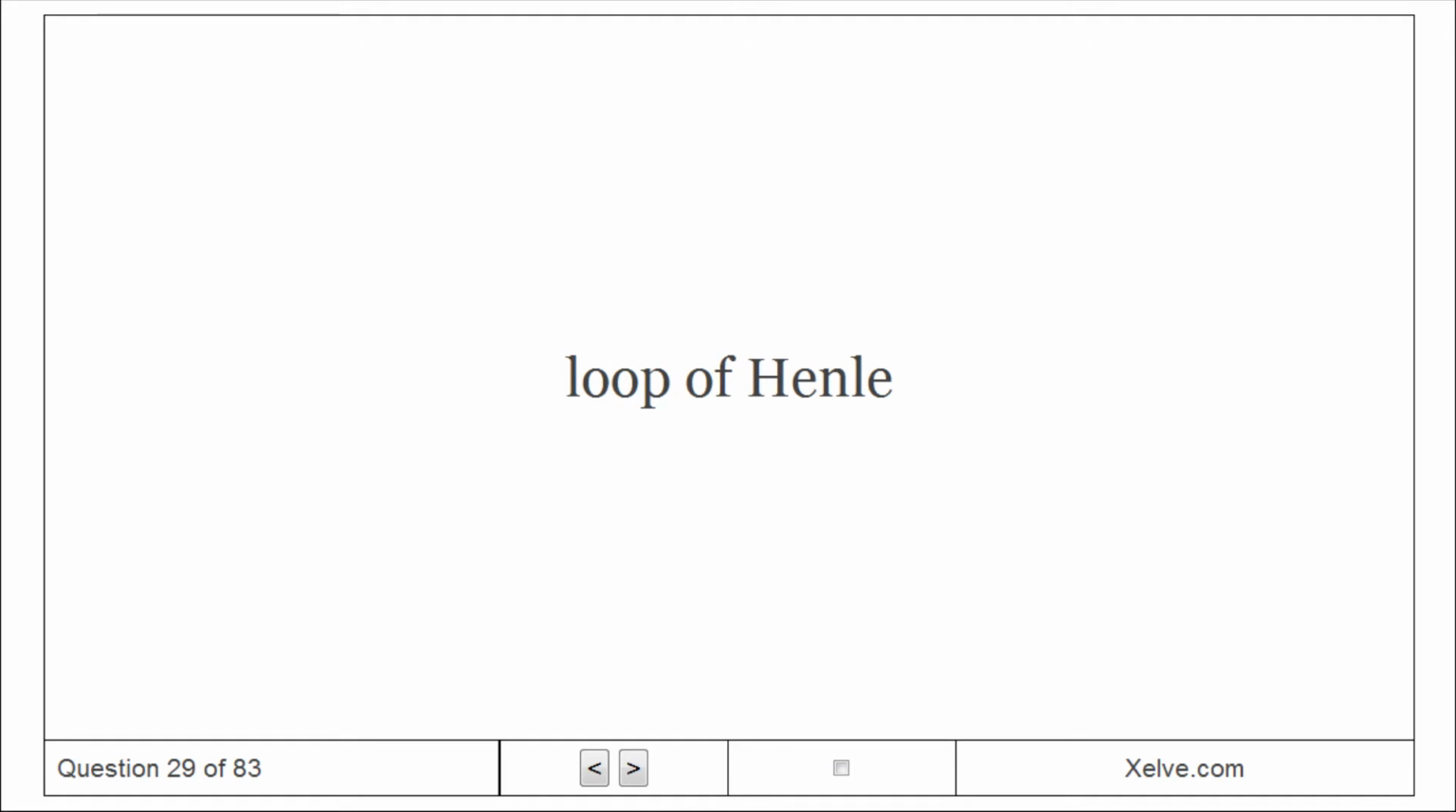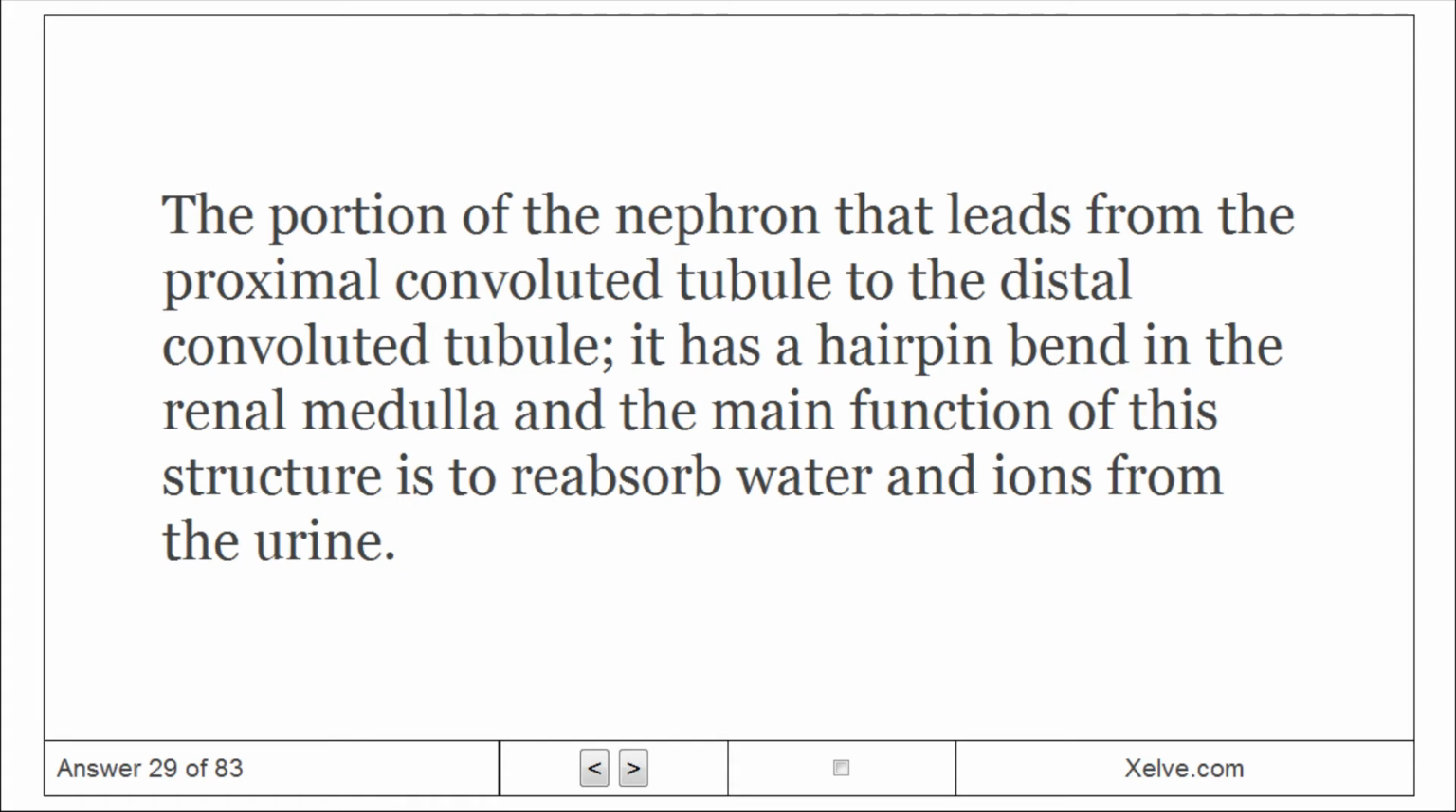Loop of Henle. The portion of the nephron that leads from the proximal convoluted tubule to the distal convoluted tubule. It has a hairpin bend in the renal medulla, and the main function of this structure is to reabsorb water and ions from the urine.